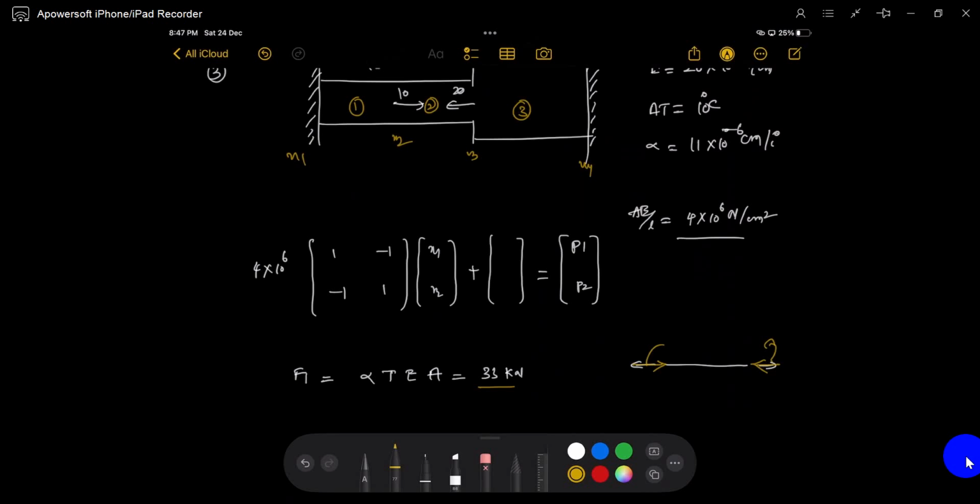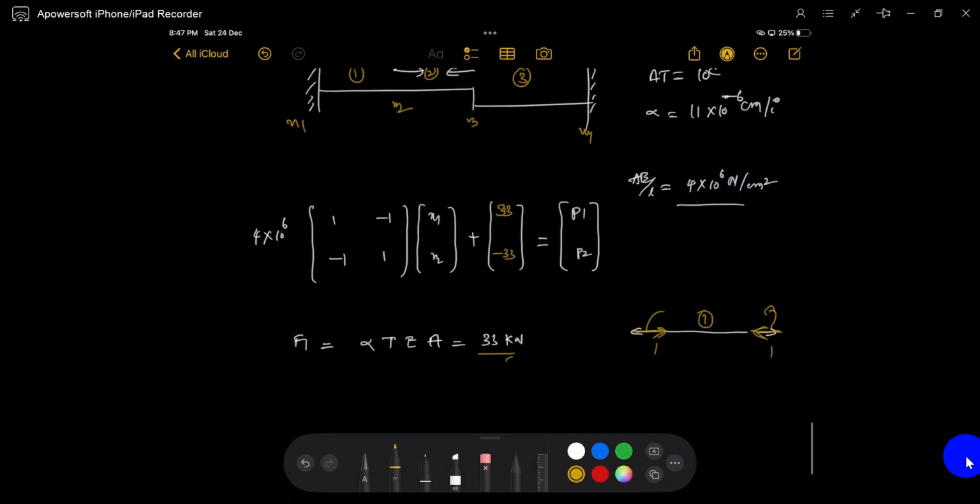We will see the global matrix equation and later apply boundary conditions. First we take it element-wise. Both ends will get the same temperature force. For element 1, what is that value? 33 kilonewtons in this direction, and this is the other direction. So this is 33, this is minus 33. I got the point. So this is a temperature force. Responses are understood. So this is the idea.